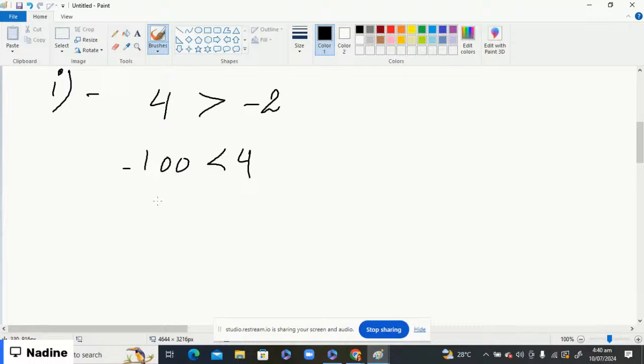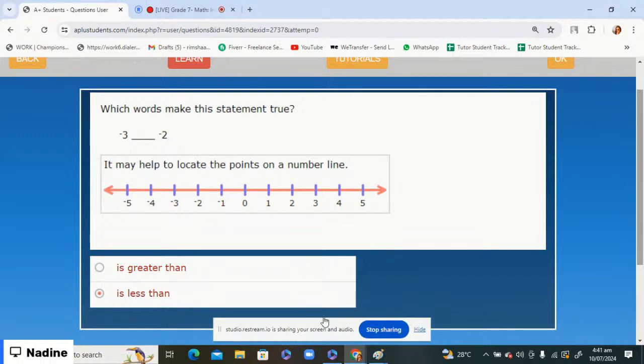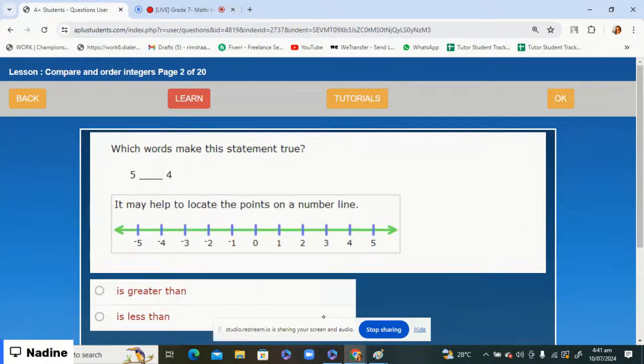Now, for example, here is minus 1000 and here is 6. Which one is greater? As we know, minus 1000 is less as compared to 6. Why? Because there is a negative sign with it. This is just the reason. You can say that this number is less and this number is greater. So with minus 3 and minus 2, minus 3 is less than minus 2. I go with this option: minus 3 is less than minus 2. Let's check. I hope it's right. Yeah, this is the right answer.